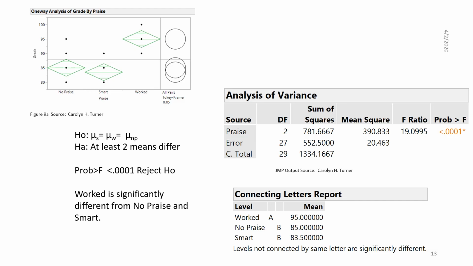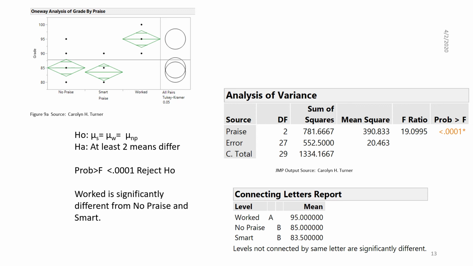So here's the output. First, we test the overall model. Notice how we set up the hypothesis. Now we are using the symbol mu for means. So the mean of the SMART group equals the mean of the worked hard group equals the mean of the no praise group. HA is going to say at least 2 means differ. We look under analysis of variance and find the F statistic. It's 19.099 with a p-value less than 0.0001. Therefore, we're going to reject H0.